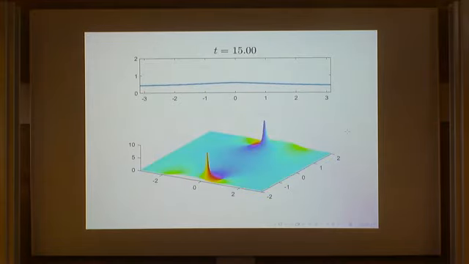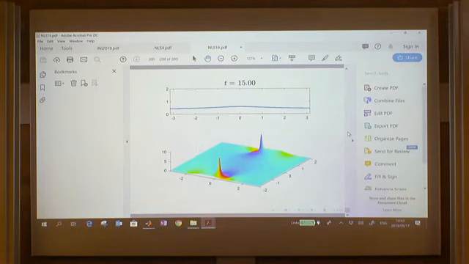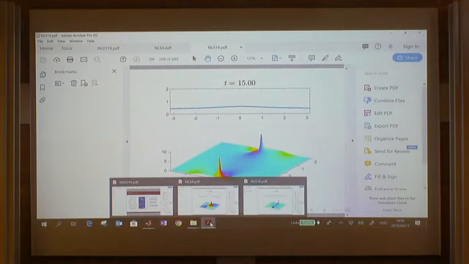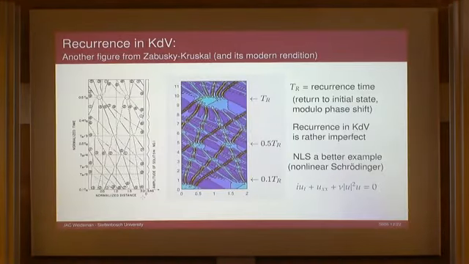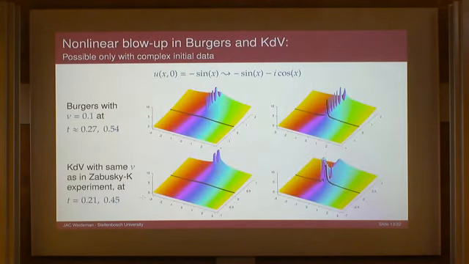There you go. Okay, the one nonlinear feature that I haven't talked about is nonlinear blow-up. And as I said before, with adding diffusion or dispersion, you won't get blow-up in these problems. However, if you just change your real initial condition to complex, you can get blow-up, which I found surprising the first time I realized this.